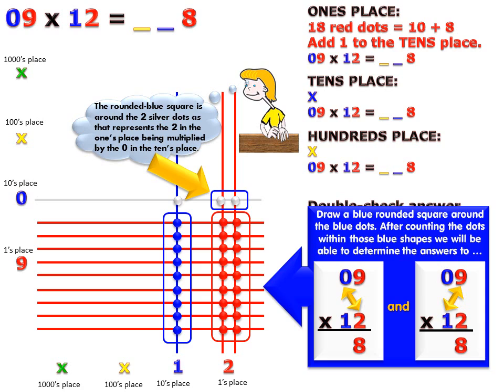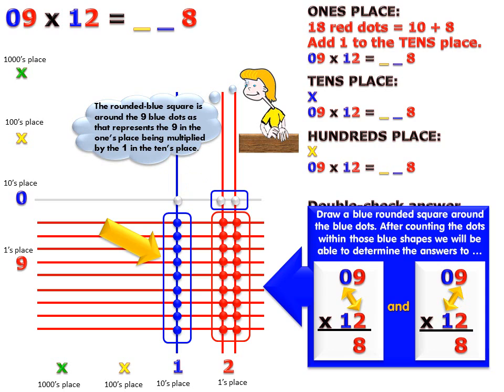So the rounded blue square is around the 2 silver dots, as that represents the 2 in the ones place being multiplied by the 0 in the tens place. And as you know, 2 times 0 always, always, always equals 0. Thus, we have silver dots there to represent 0.